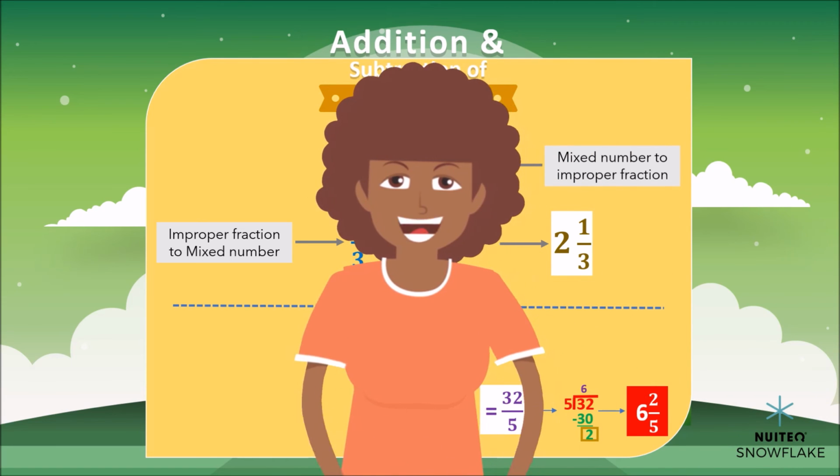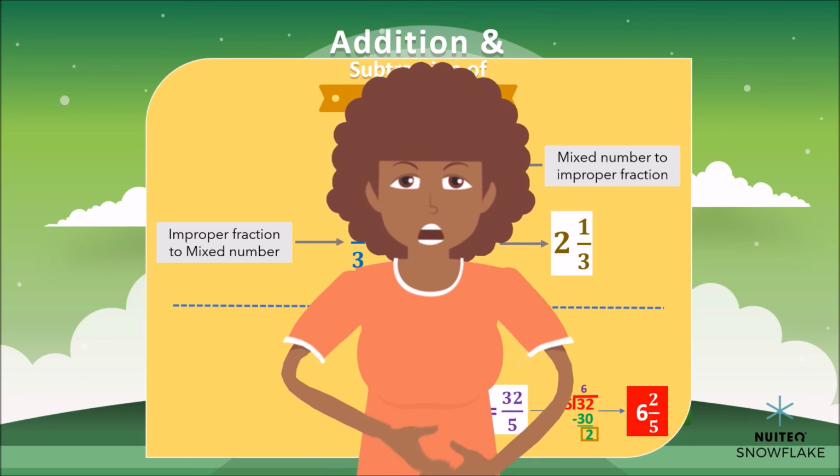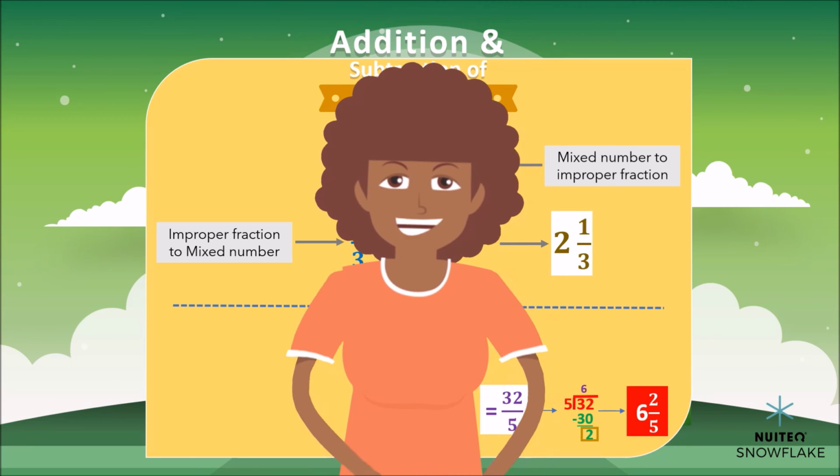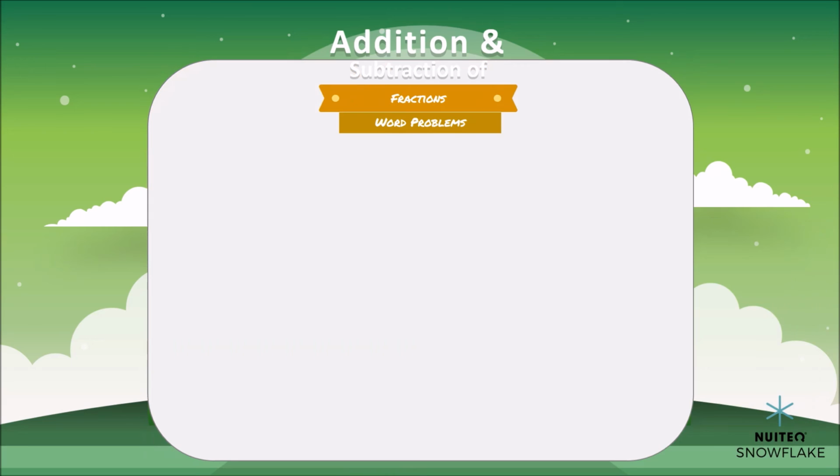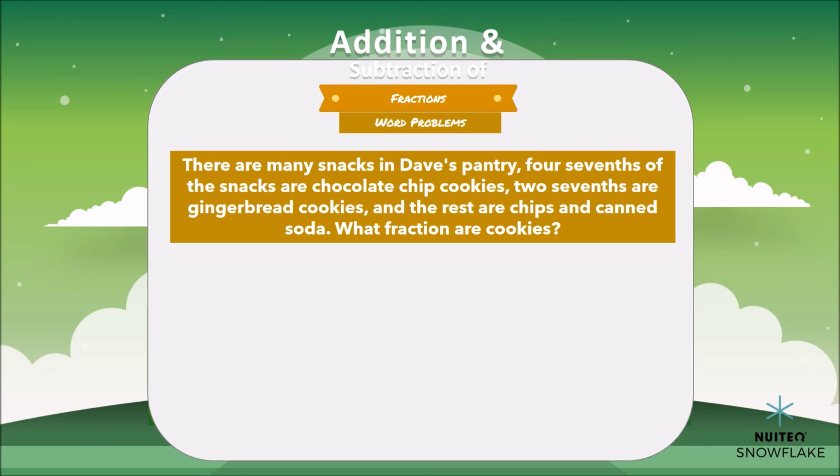Now that we know all this, can we solve real-world problems? The answer is yes. For example, let's say there are many snacks in Dave's pantry. 4/7 of the snacks are chocolate chip cookies, 2/7 are gingerbread cookies, and the rest are chips and canned soda. What fraction are cookies? Well, let's add the fractions that contain cookies. The result of adding 4/7 plus 2/7 is 6/7. So, there are 6/7 of cookies in Dave's pantry. Interesting, right?